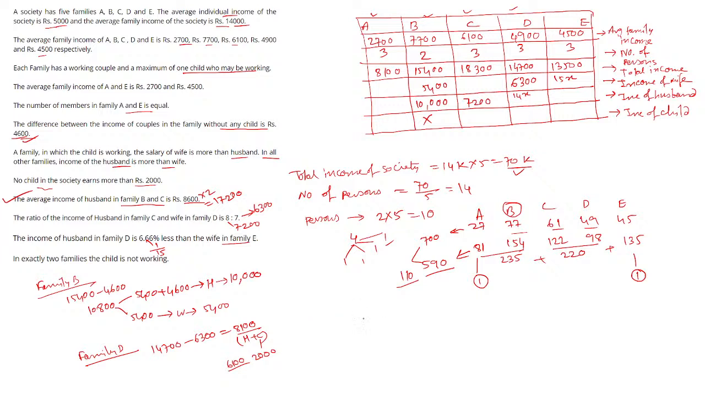But in family D, here you can see in family D, this is 14x and this is 15x. Now this difference is 14,700 minus 6,300. This is 8,100. Now if the child is working, no child earns more than 2,000, but at most 2,000 can be. So if this is 2,000, then 6,100 is what is left, which is the husband income, but 14,700 is the wife income. Now if 6,100 is here, this is no way getting an integer value here. This is 14x, right?